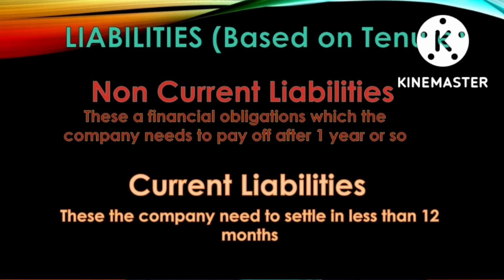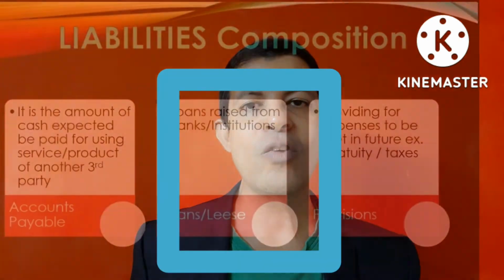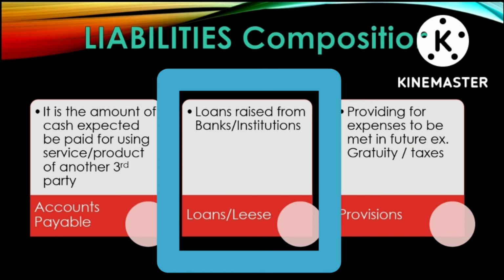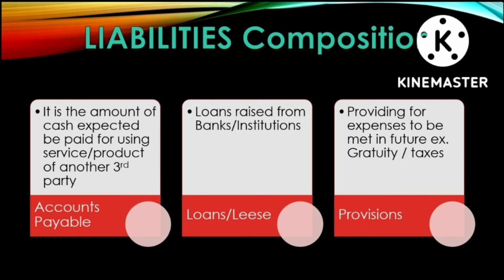Now, what would comprise liabilities? Liabilities would involve certain lease premises which the company might have taken. That becomes a liability for itself, and it becomes an asset to the party who is giving that premise on lease to the company. These lease premises could be either non-current or current. If it is going to be wound up within a year, it would be classified as current liabilities. If it is going to take more than a year, it would be classified as non-current liabilities.